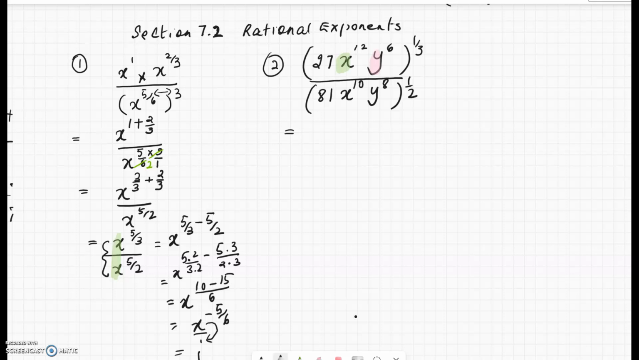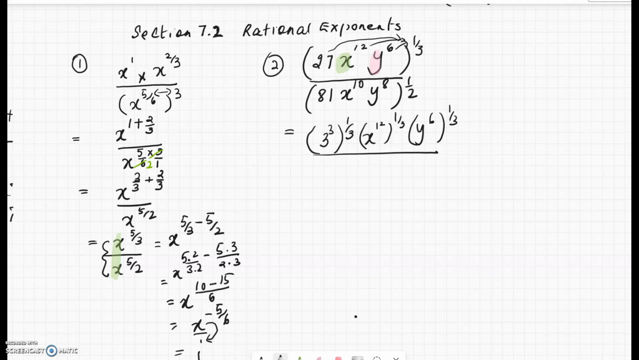And before I do that, I'm going to take 27 as 3 cubed, whole to the 1/3. X to the 12th, whole to the 1/3. Y to the 6th, whole to the 1/3. That's the rule of exponents. Each one gets raised to the power of 1/3.